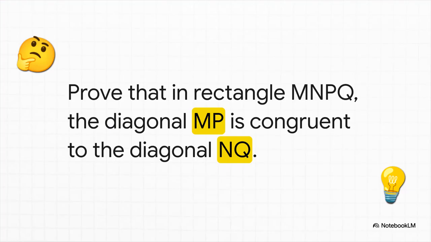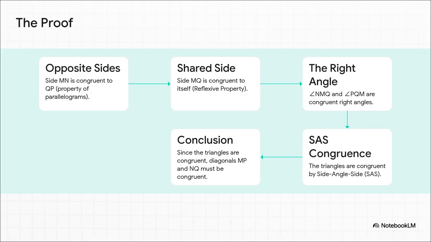Okay, here's our mission, should we choose to accept it. We've got this rectangle, we'll call it MNPQ. We need to prove, without a shadow of a doubt, that the diagonal line from M to P is the exact same length as the diagonal line from N to Q. The secret here is to find 2 triangles that are kind of hiding inside the rectangle and prove they're identical. So let's focus on triangle NMQ and triangle PQM. The proof on the slide shows us how. First up, step 1, opposite sides.